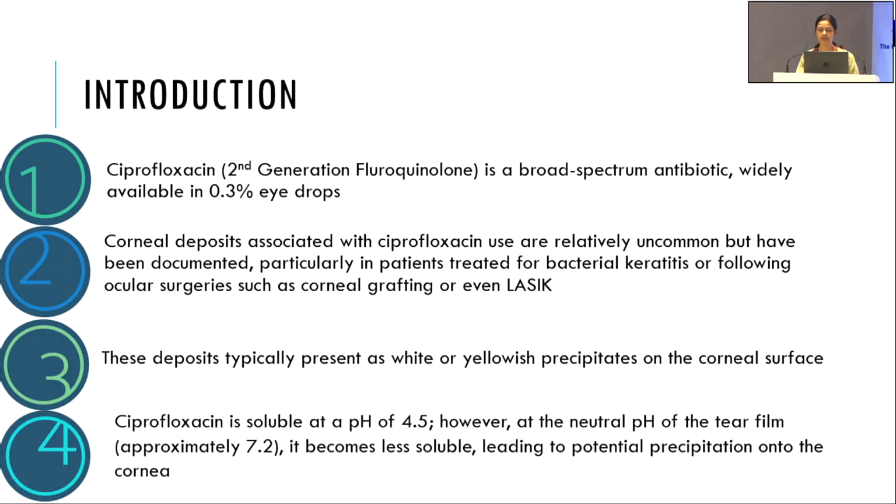It is relatively uncommon, but they have been particularly documented in patients treated for bacterial keratitis following ocular surgery such as corneal grafting or even LASIK. These deposits typically present as white or yellowish precipitates on the corneal surface. Since ciprofloxacin is soluble at a pH of 4.5 and the tear film pH is approximately 7.2, it becomes less soluble, leading to the potential precipitation onto the corneal surface.